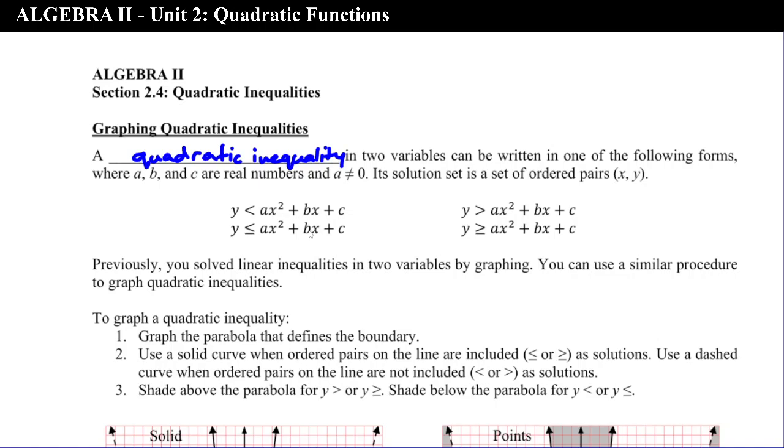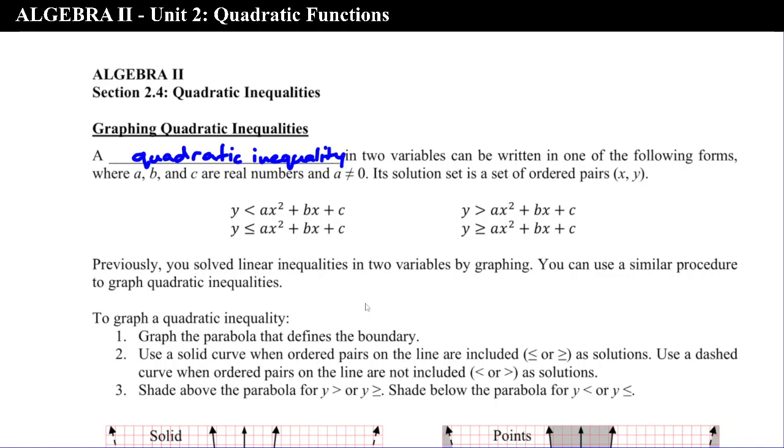You have y on one side, you have your quadratic. It can be in standard form as presented here. It can be in vertex form. It can be in intercept or factored form. But these are the ways that we're going to be talking about inequalities. You have less than, greater than, less than or equal to, greater than or equal to.